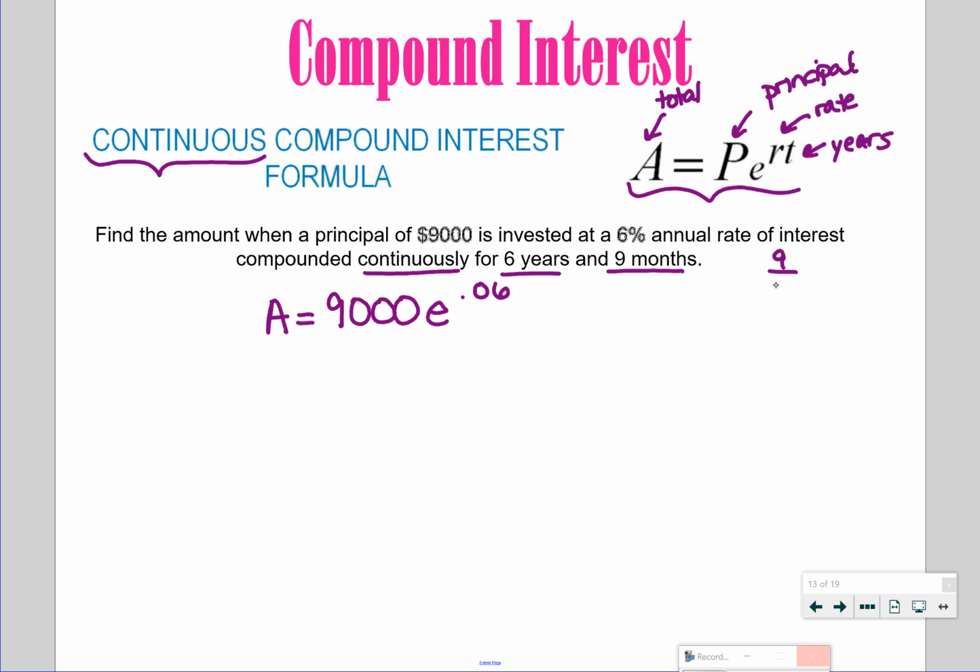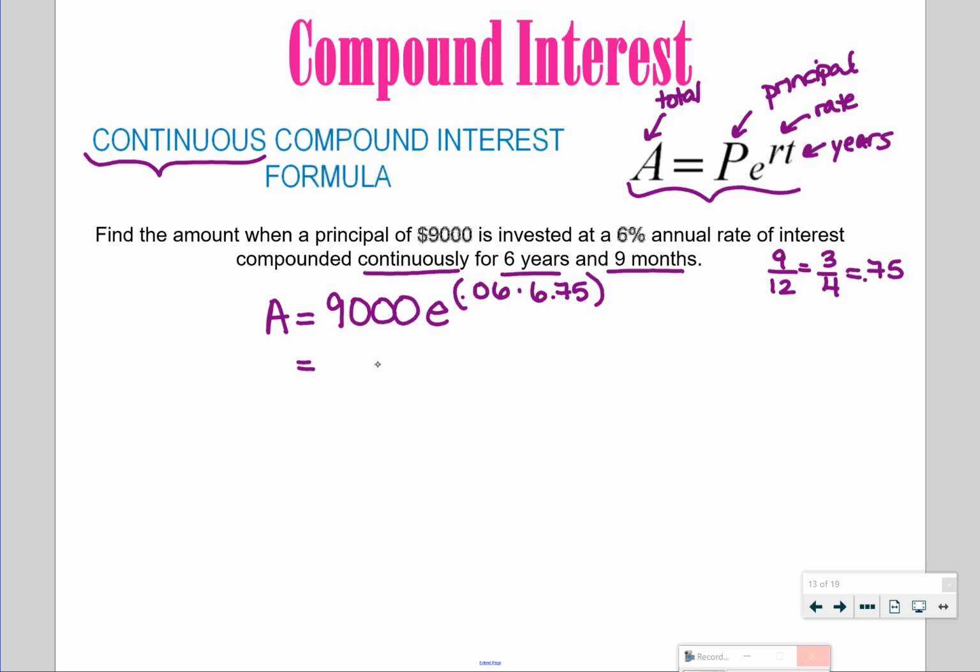9 months is 9/12 of a year because there are 12 months in a year. So that's 3/4, or the decimal is going to be more helpful here, 0.75. It's 3/4 of a year. So my years are 6 years and 3/4 of a year, 6.75. Now, when I type this in my calculator, I always put that exponent in parentheses, and then you can just type this in exactly as you see it.